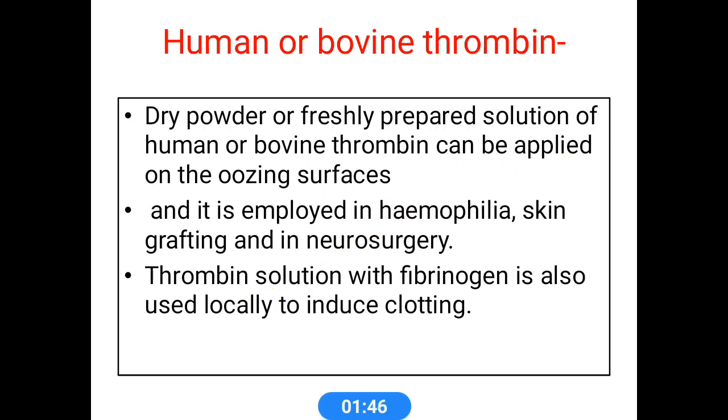Another one is human or bovine thrombin. This is usually a dry powder or freshly prepared solution of human or bovine thrombin. It can be applied on the oozing surface. This is mainly applicable to hemophilia, skin grafting, and in neurosurgery. This thrombin solution, usually used with fibrinogen, is also used locally to induce clotting.